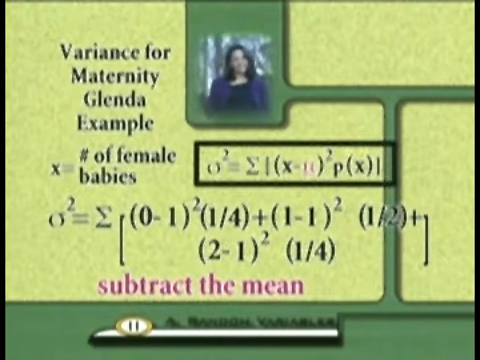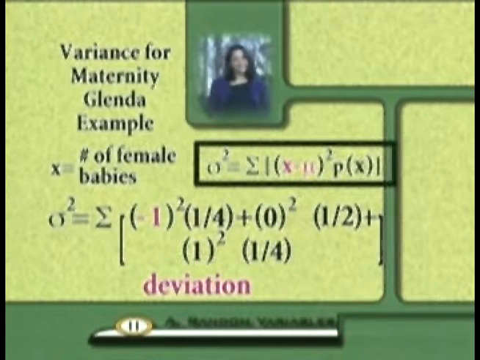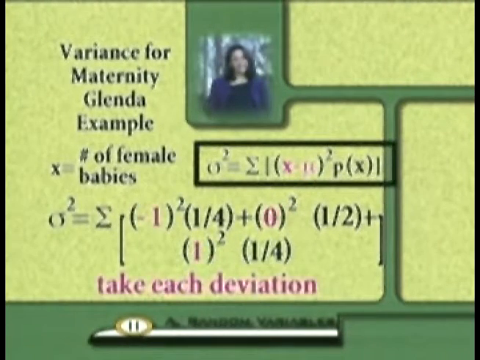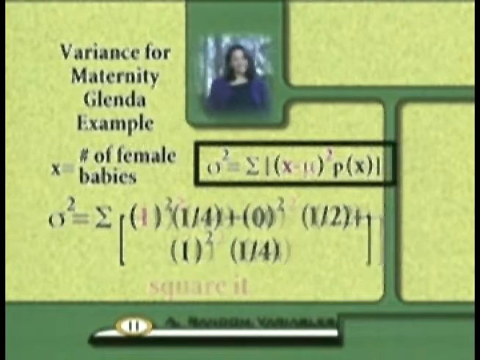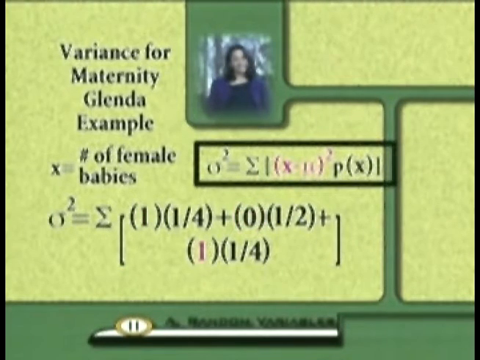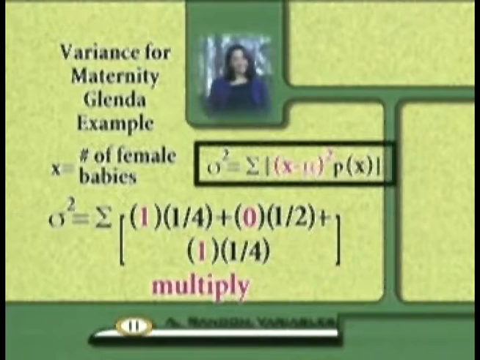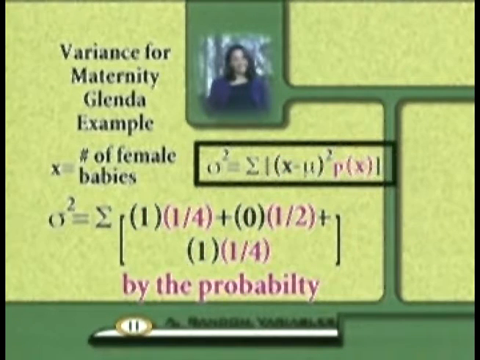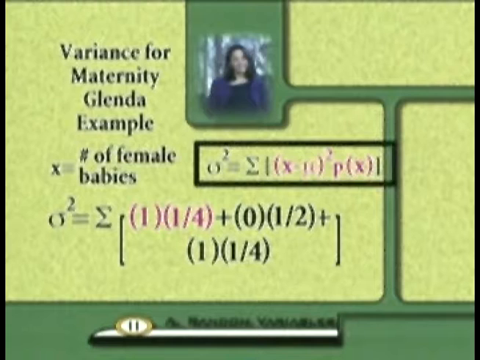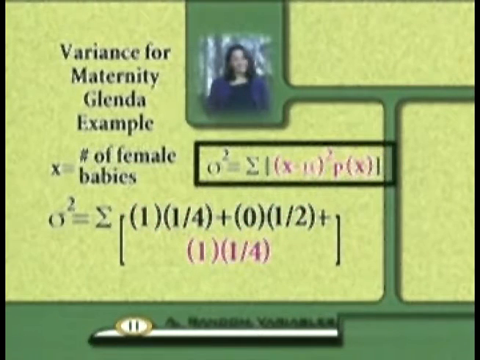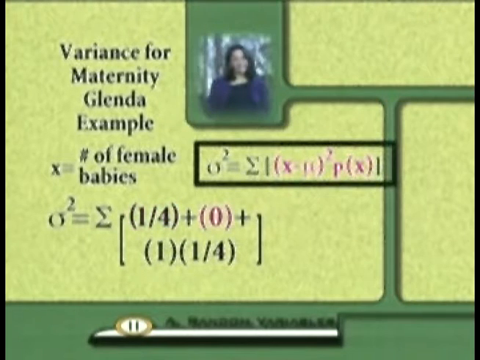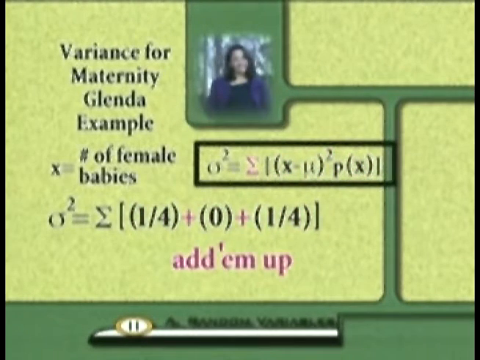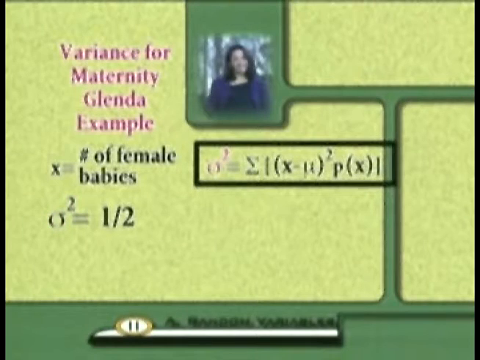Now subtract the mean, 1, from each x value to find the deviation. We get -1, 0, and 1. Take each deviation, square it, and we get 1, 0, and 1. Next, multiply those deviations by the probability of that x value occurring. So we multiply 1 by 1/4, 0 by 1/2, and 1 by 1/4, and we get 1/4, 0, and 1/4. Add them all up, and we get the variance, which in this example comes out to 1/2.